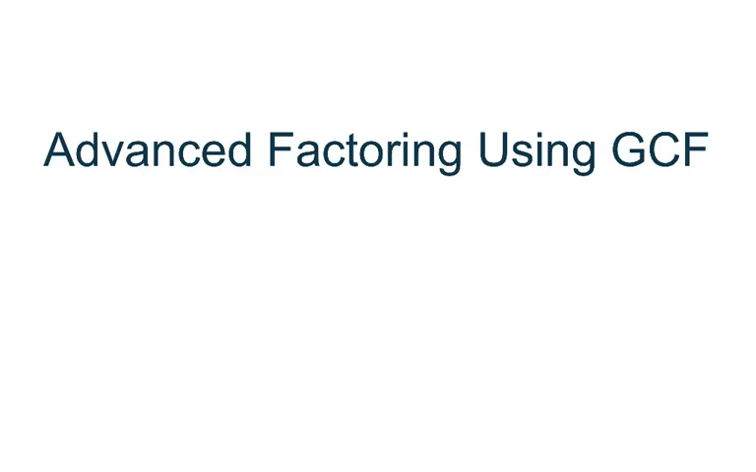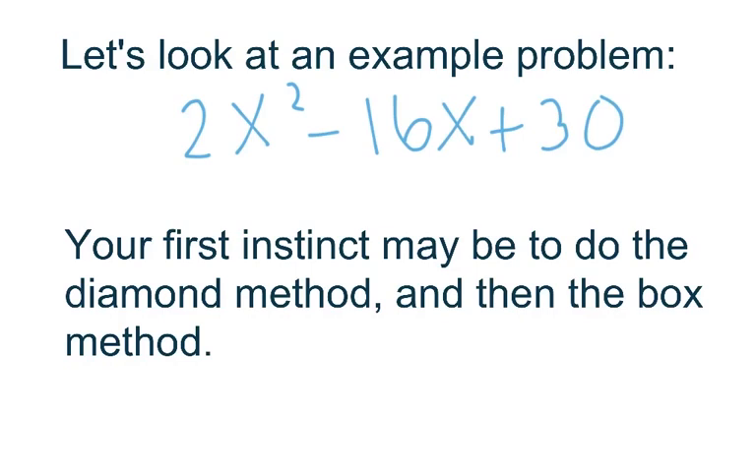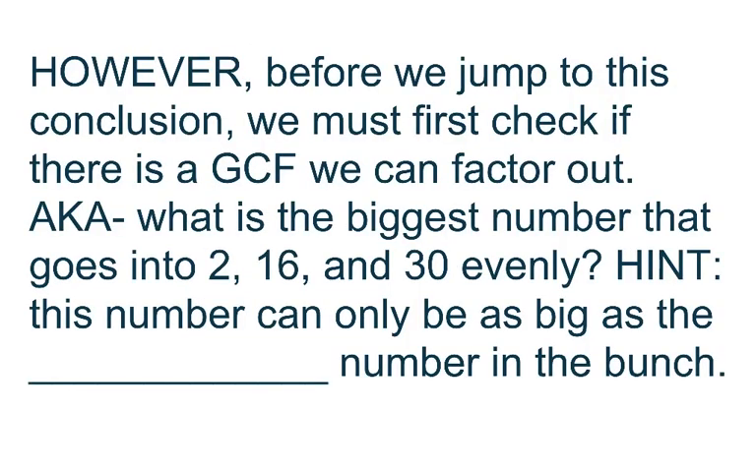Advanced factoring using the GCF, or the greatest common factor. Let's start by looking at an example problem, 2x squared minus 16x plus 30. Now, your first instinct may be to do the diamond method and then the box method, because this number is not a 1, and we know that if it looks like a quadratic, then we have to use the box or diamond.